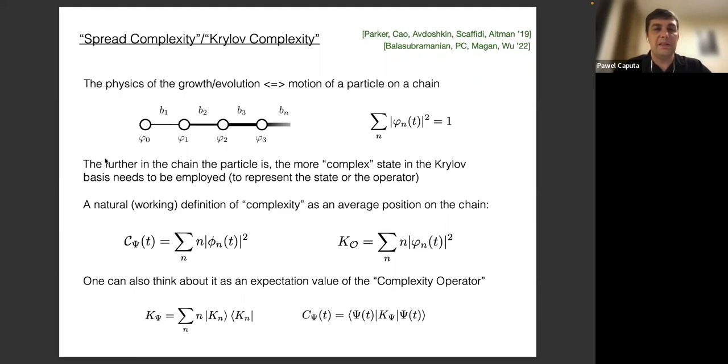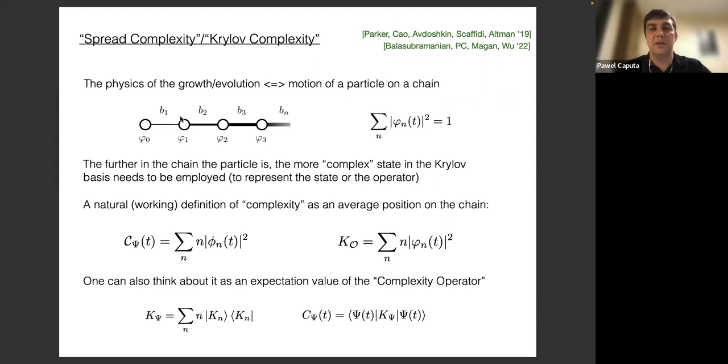And they notice that the farther in the chain this particle is, the Schrödinger equation describes the particle hopping on the chain starting from this initial position at time t equal to 0. And then they pointed out that the farther on the chain the particle is, the more complex a state in the Krylov basis needs to be employed in order to represent your state, or the operator whose evolution you are talking about. So they proposed that a natural, or maybe working, definition of complexity could be the average position of this particle on the chain.